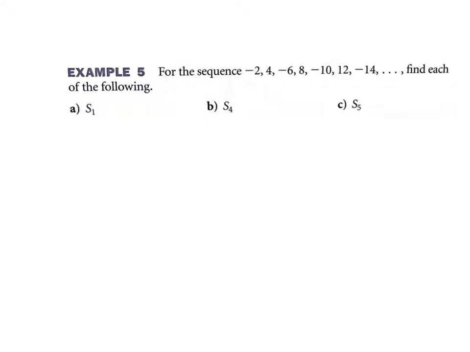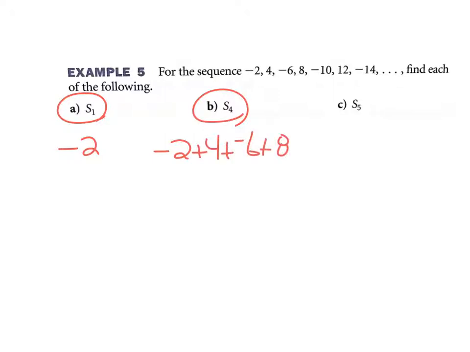Okay, for the sequence, it says this. It says find S1, which means the sum of the first term. Well, the first term is -2. That's it. You can't really add that to anything. Part B says sum of the first 4. So I'm going to take the first 4 terms like this and add them together. And when I do that, it looks like I'm going to get 4.